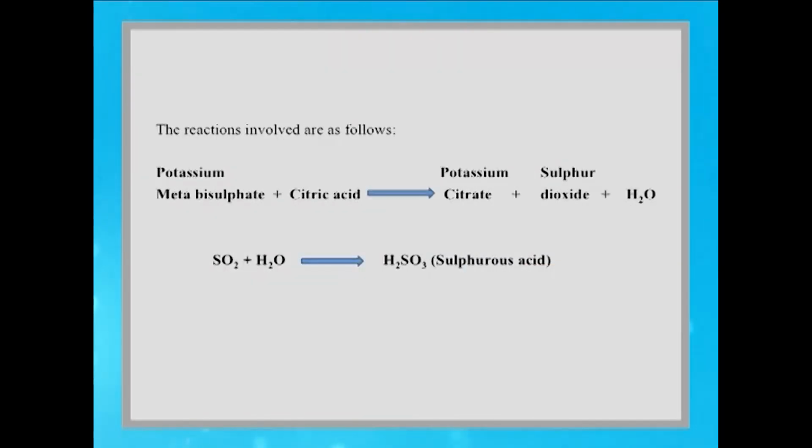Now, this potassium metabisulphite reacts with citric acid. That means I was talking about the pH of the food. If the food has citric acid, it reacts with potassium metabisulphite and there is formation of potassium citrate along with sulfur dioxide and water. This sulfur dioxide so formed now reacts with water and forms sulfurous acid, which is harmful to the microbial cells present in the food, and therefore inhibits the growth of microbes and helps in the preservation of the food.